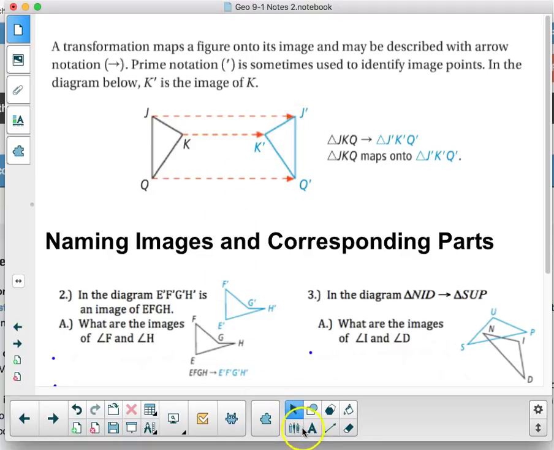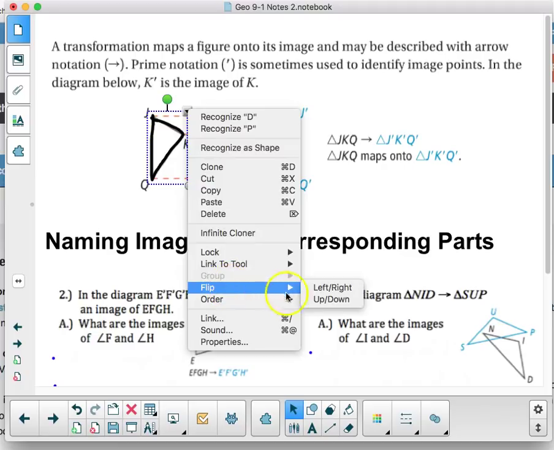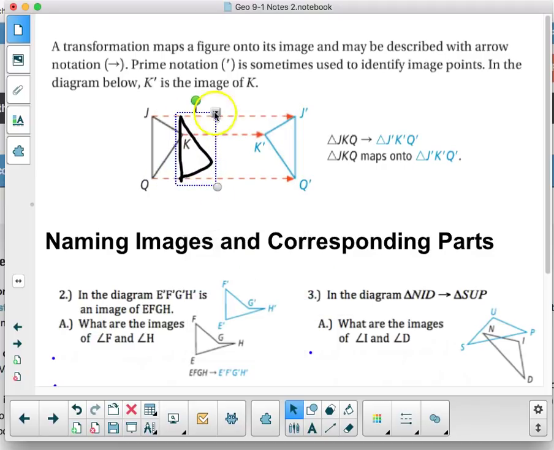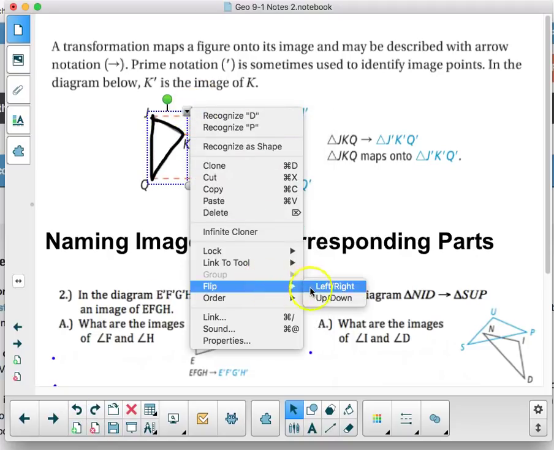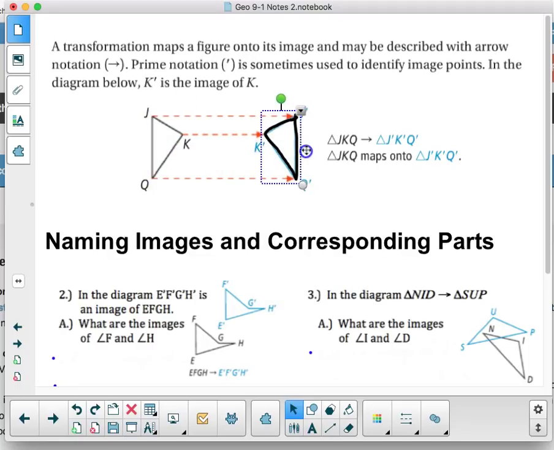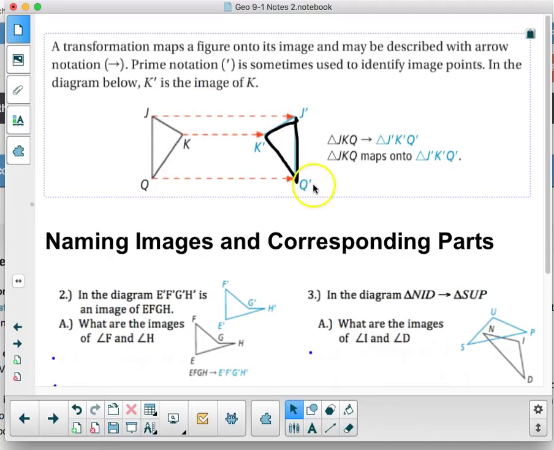Keeping that in mind, if I take this shape, this is my shape and it's my pre-image going to my image, but that looks like it's been flipped. It's going to flip across my up and down. Oops, excuse me, we're going to reverse that. It's left and right, I wanted to flip it. And that would have been flipped over there. So that's why K becomes K prime, J becomes J prime, and Q becomes Q prime.